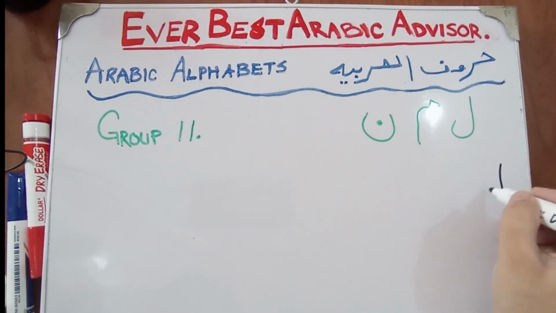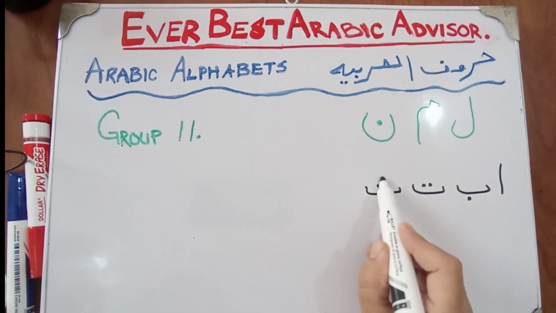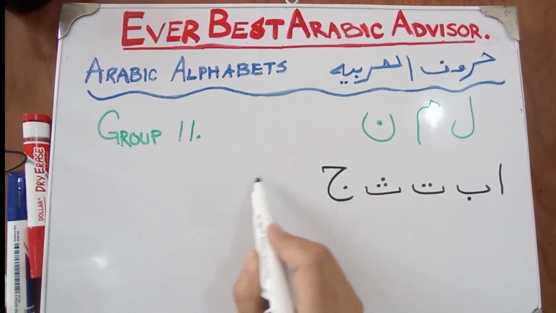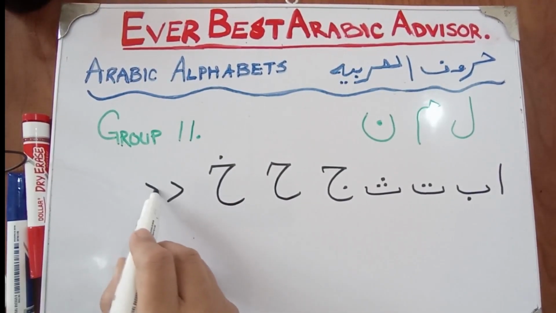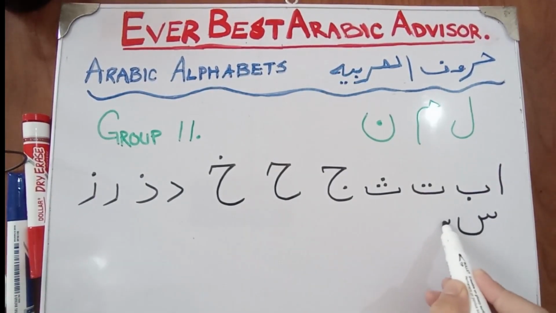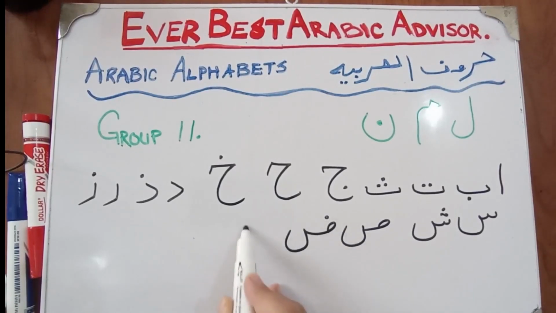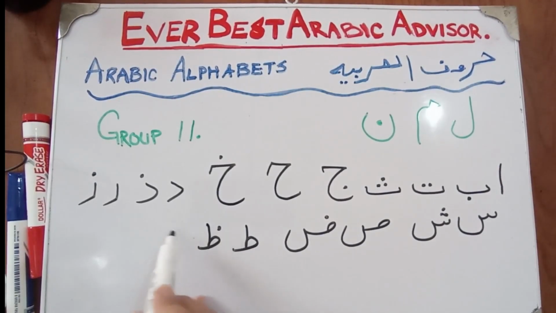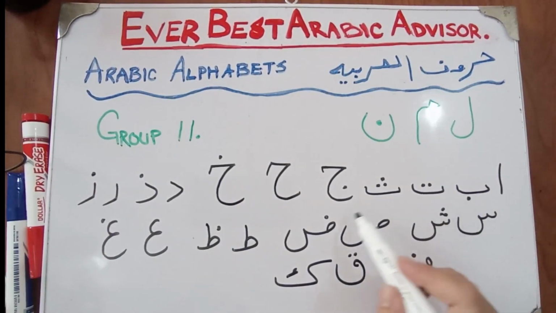Arabic alphabets are like this: Alif, Ba, Ta, Sa, Jim, Ha, Kha, Dal, Zal, Ra, Za, Sin, Shin, Sad, Zad, Ta, Za, Ain, Ghain, Fa, Qaf, Kaf. So these are the Arabic alphabets in order.